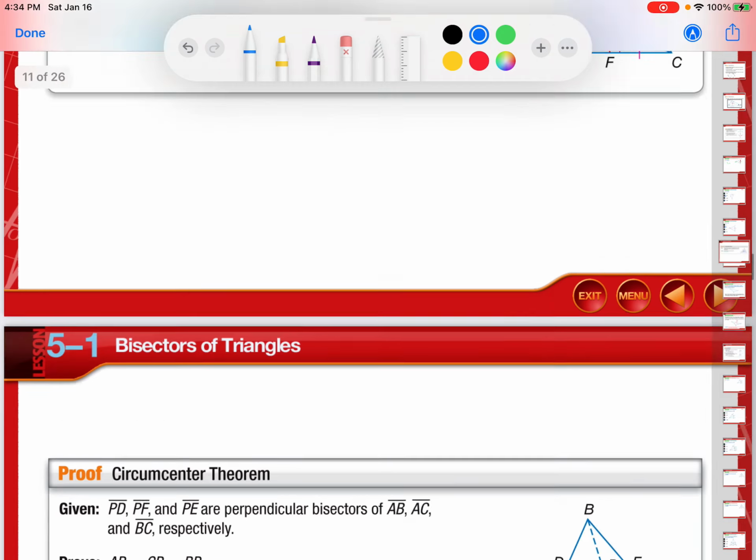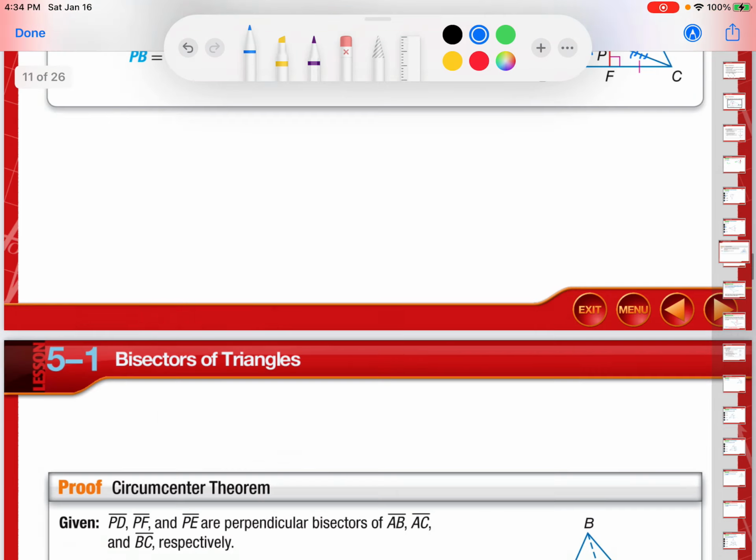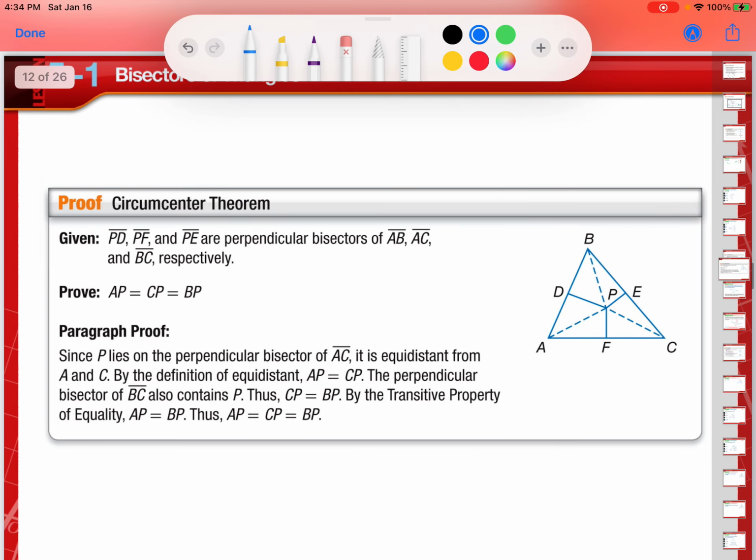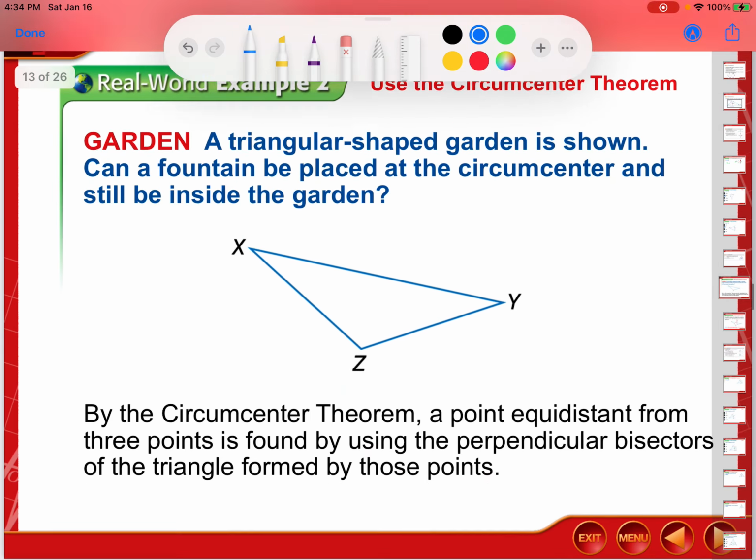Oh, we already said that, didn't we? Just said this. Why are there 2 slides for that? That's dumb. Oh, this has the proof. We don't do proofs here. Paragraph proofs are dumb, and I don't like them.